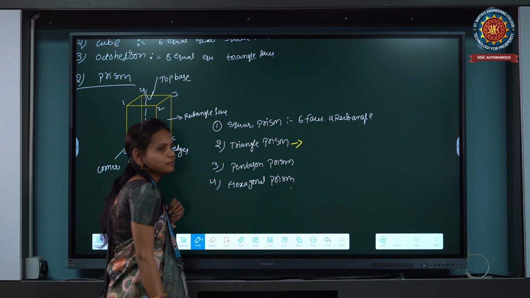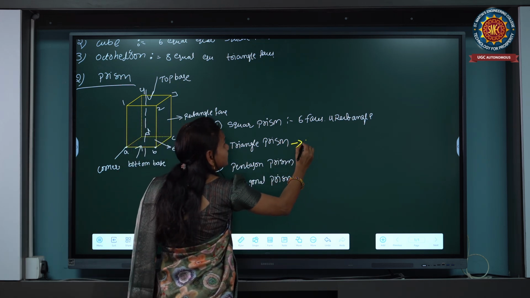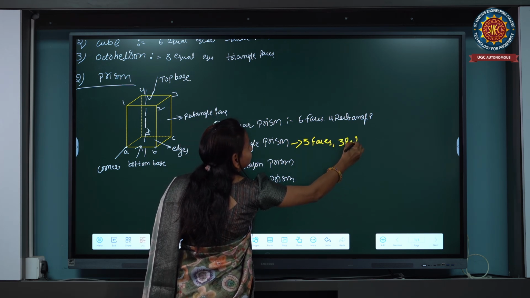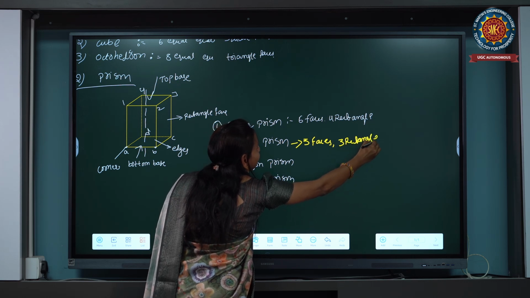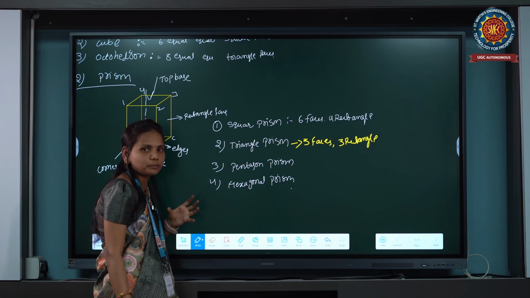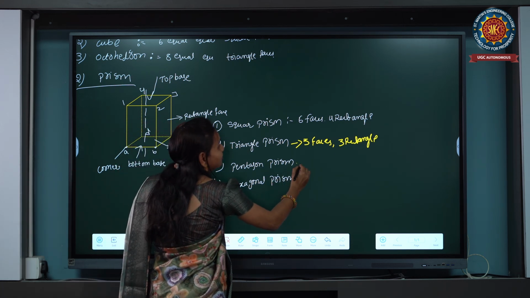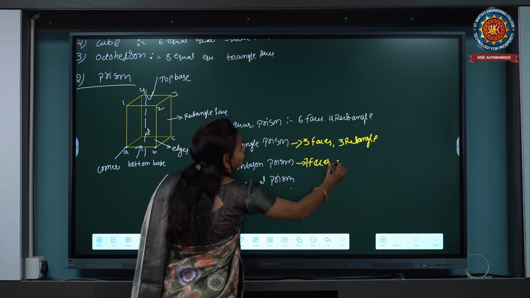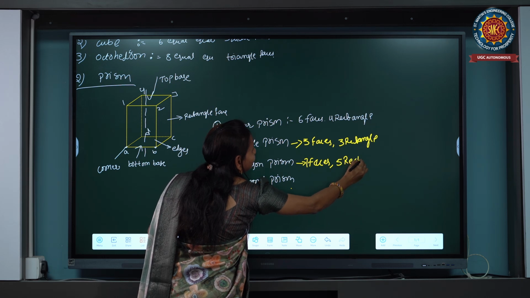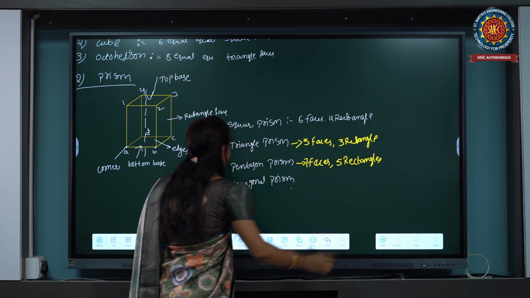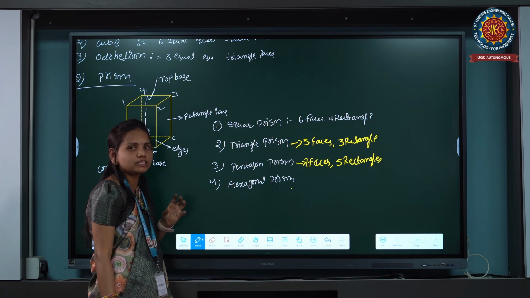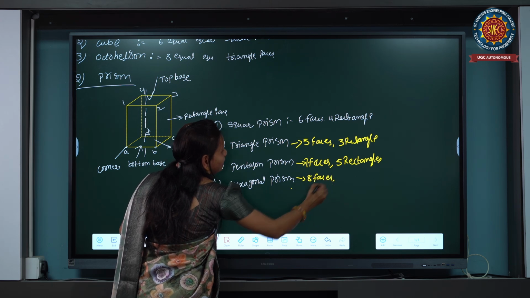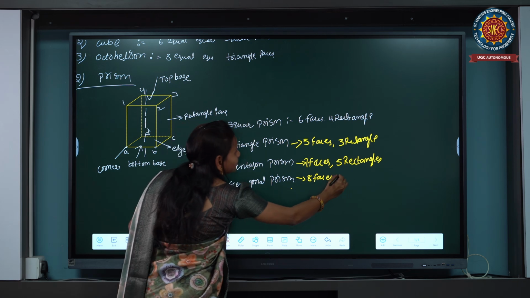What is a triangular prism? A triangular prism has 5 faces and 3 rectangle faces. What is a pentagonal prism? A pentagonal prism has 7 faces and 5 rectangles. What is a hexagonal prism? A hexagonal prism has 8 faces, 6 of them rectangles.